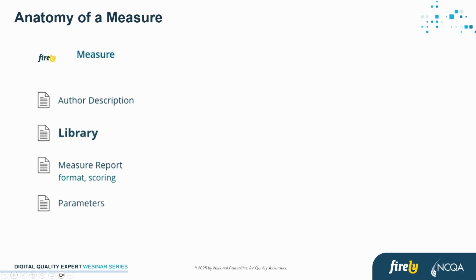And then, of course, there's parameters. What's the measurement period? Do we want to filter by some sort of social determinant of health or whatever? So that way you get a different set of data based on the parameters. Now, the library is the most important part. That's why I've highlighted it. Next slide.